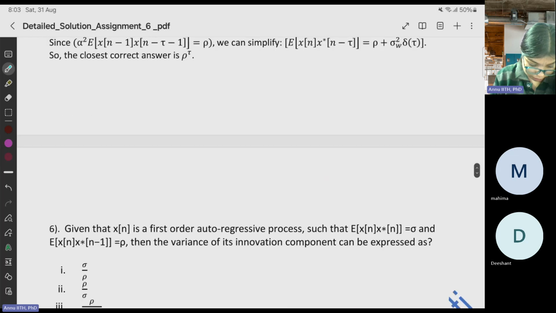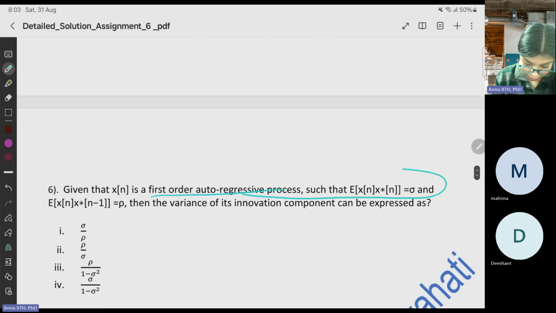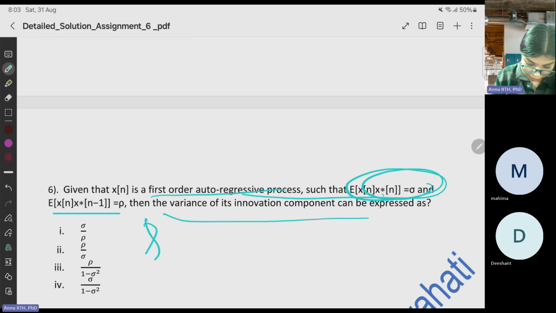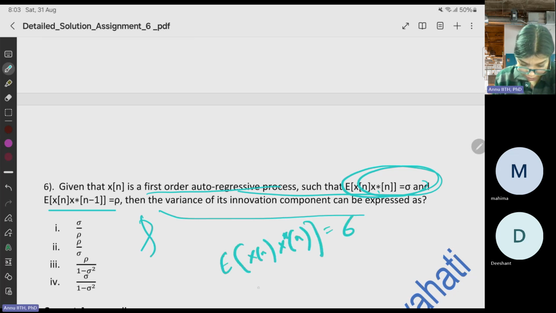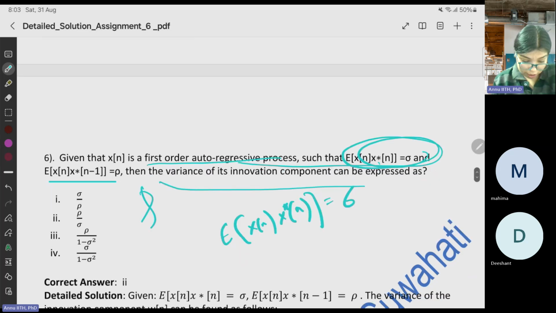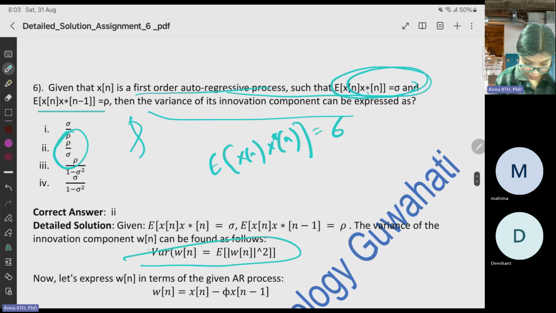So you have got all the questions. Given x(n) is a first order autoregressive process such that this one is the autocorrelation and this one is the rho, then the variance of the innovation component can be calculated using this formula. We are already running out of time, so this is the variance sigma squared.